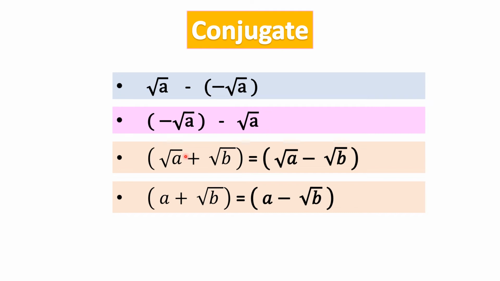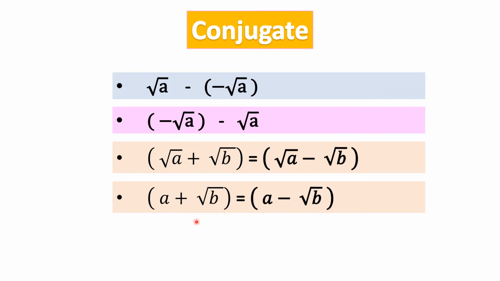Now likewise, look at this: root a plus root b. What is the conjugate of root a plus root b? Reverse the sign: root a minus root b. Root a minus root b is the conjugate of root a plus root b. The opposite is also correct: root a plus root b is the conjugate of root a minus root b. So you only have to change the sign; all the numbers and expressions remain the same. Only changing the sign is enough for finding the conjugate.